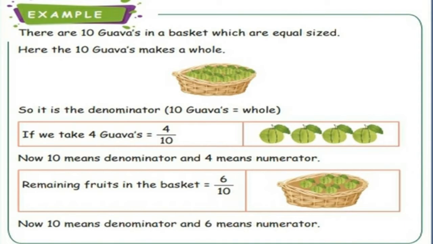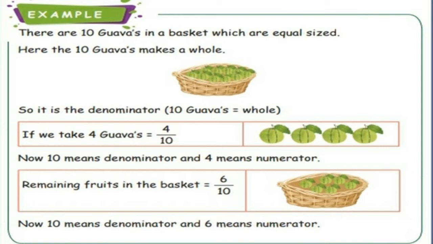There are 10 guavas in a basket which are equal sized. Here the 10 guavas make a whole. So the denominator for 10 guavas is equal to the whole. If we take 4 guavas, the fraction is 4 by 10. Now 10 is the denominator and 4 is the numerator.